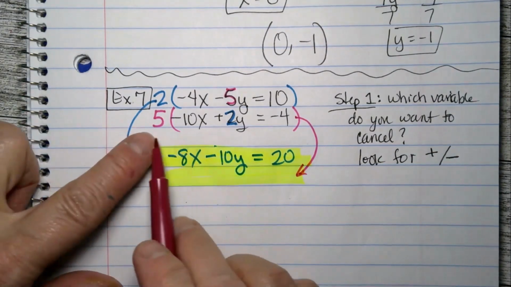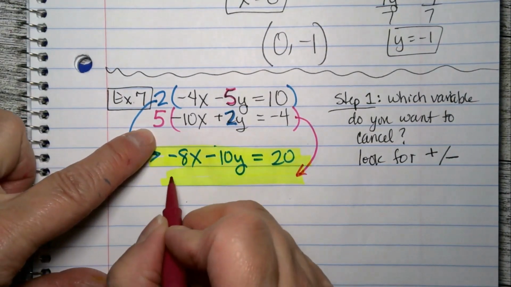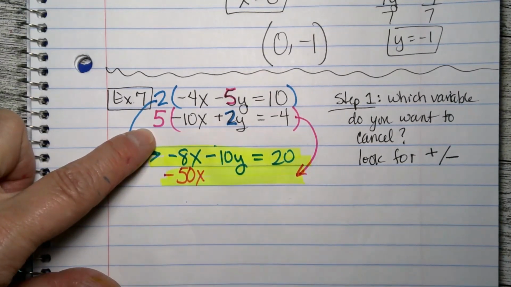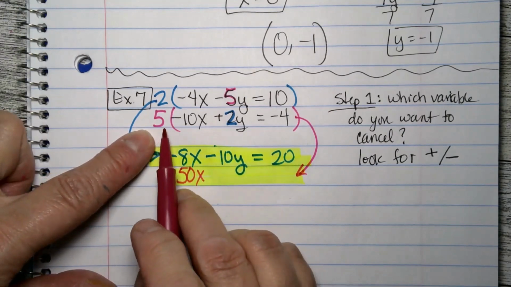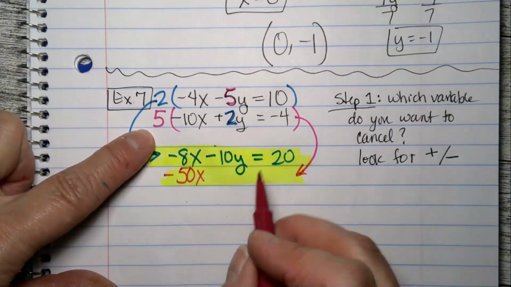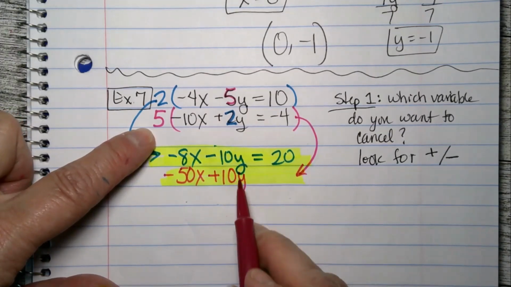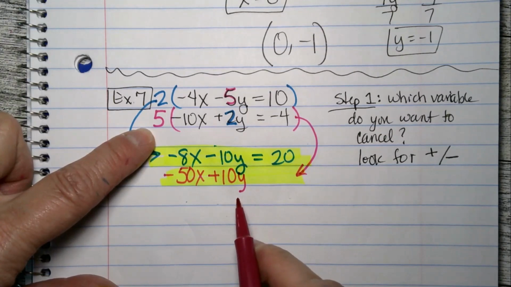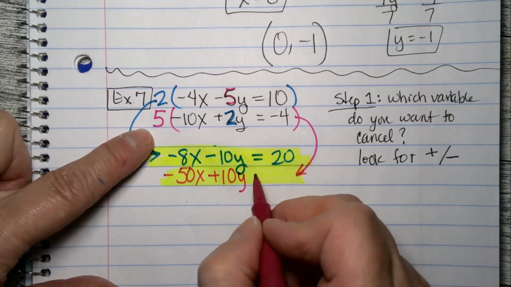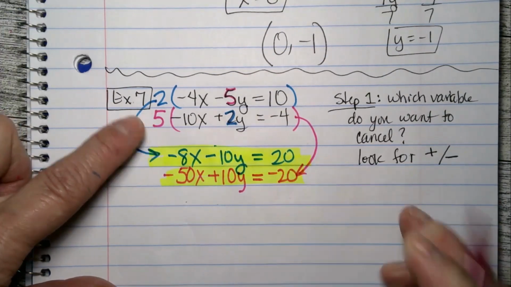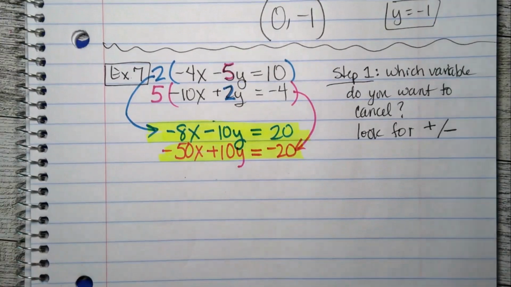5 times negative 10 is negative 50x. Here's the money shot right here. 5 times positive 2y is a plus 10y. This is what you are trying to force happen. You're trying to make that happen. Equals 5 times negative 4 is negative 20. I'm stopping here because that was the heavy lift right there.